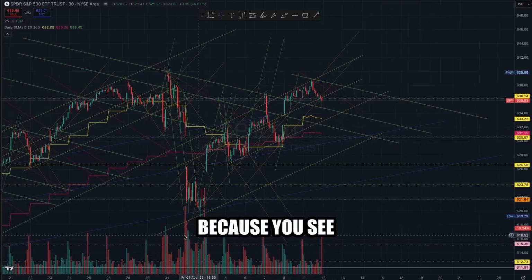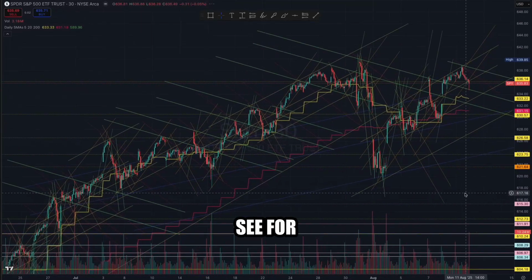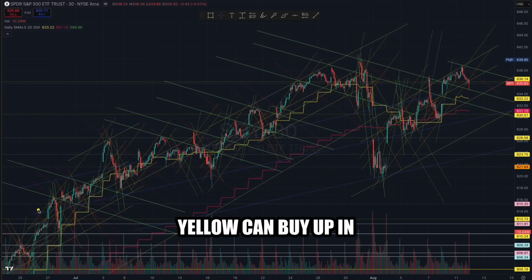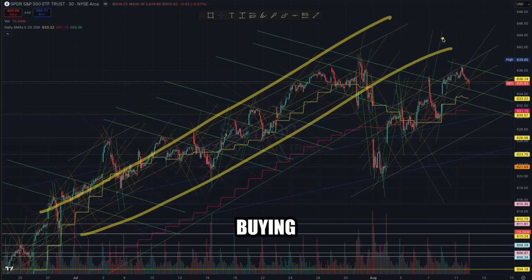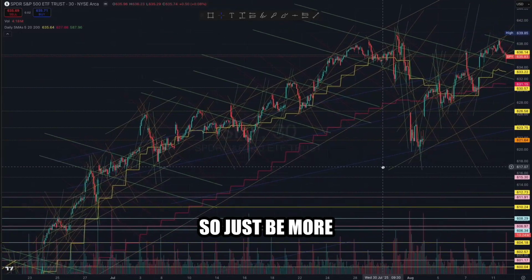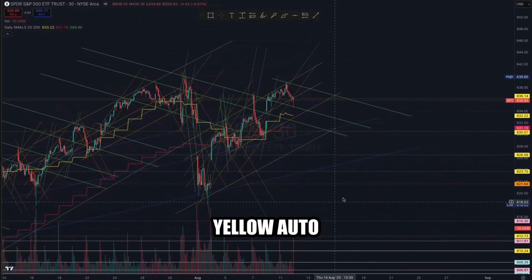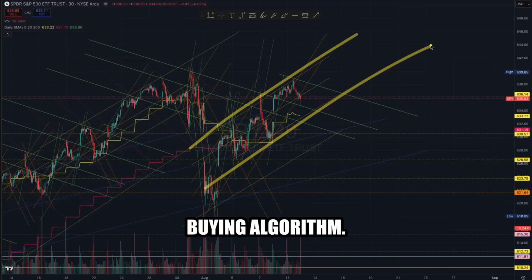And that's because you see that the previous times that yellow has bought, I just want you to see for yourself, yellow can buy up in a very long way. It's still a generally strong buying continuation structure, but it will have to taper. It will have to have some sort of pullback. You see it for yourself. So just be more mindful. Yellow, although tapering, is still a very strong buying algorithm. As I always mention, it's still a buying algorithm, so you have to be extremely careful about that.